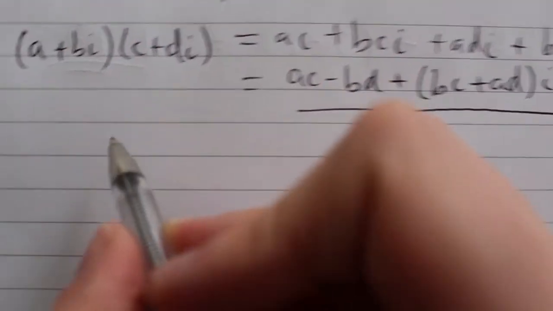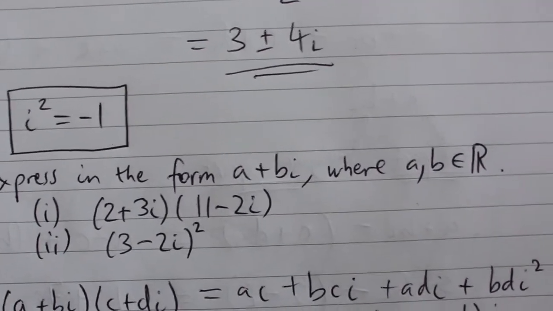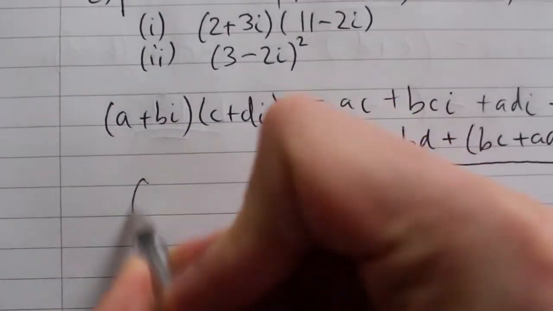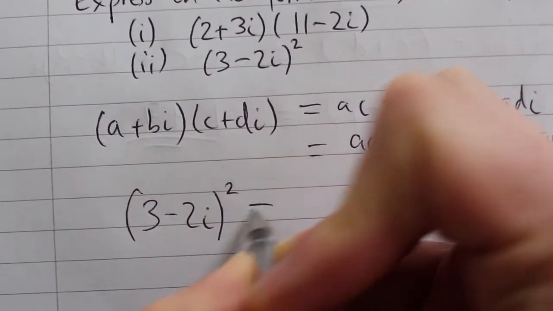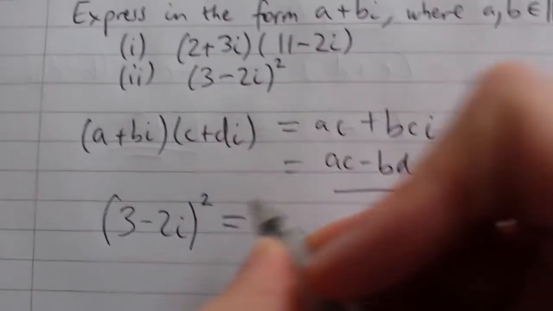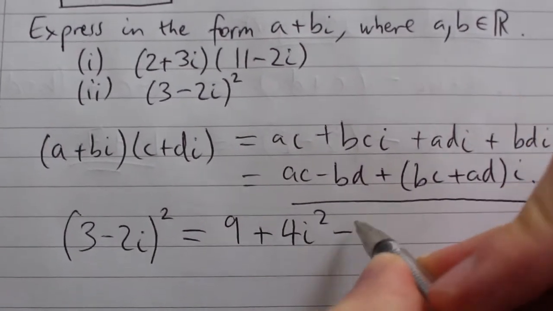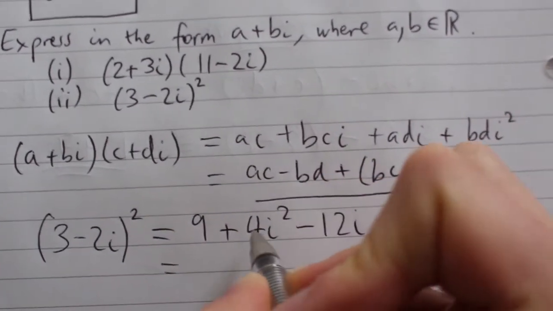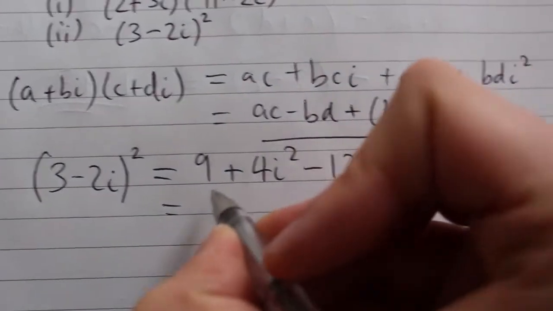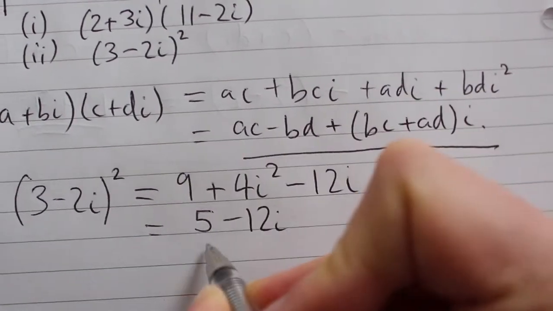So we can use that to multiply complex numbers. If, for example, we want to do part 2 of this question, express in the form a plus bi, where a and b are real numbers, 3 minus 2i all squared. If we were to expand the brackets, we would get 9 plus 4i squared, and then minus 12i. But notice that 4i squared is minus 4, because i squared is minus 1. So this is 9 minus 4, that's 5, minus 12i.